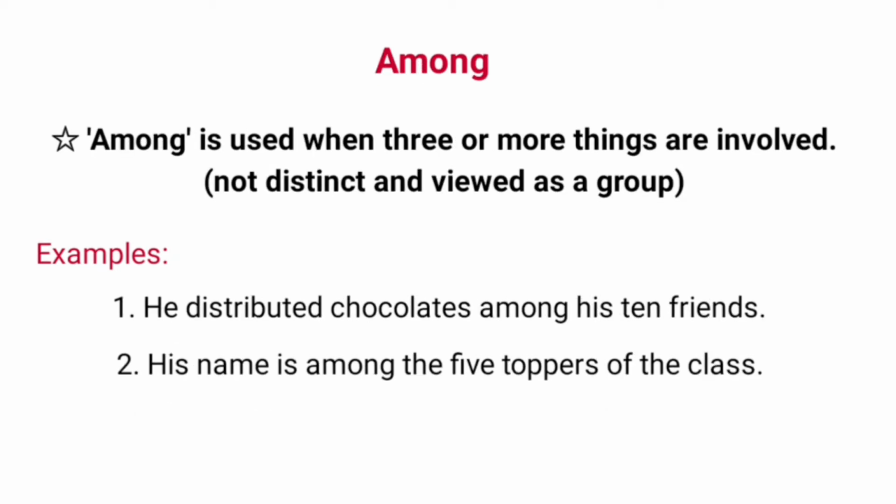Next comes among. It is used when three or more things are involved which are not distinct and are viewed as a group. Examples, he distributed chocolates among his 10 friends. His name is among the 5 toppers of the class.